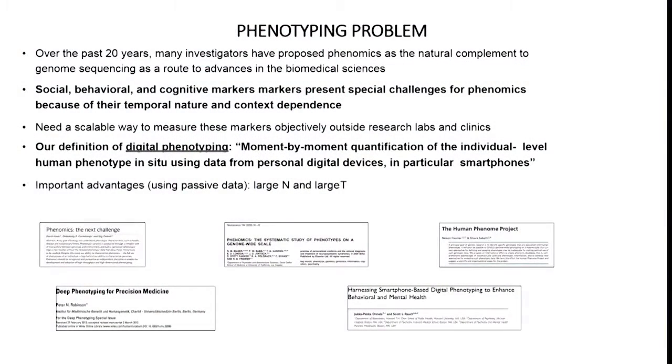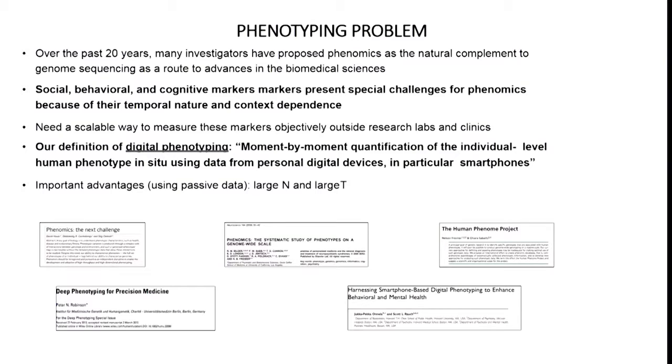So if smartphones are the technology, then what is the problem that we're trying to solve with that technology? This is something that we and many others allude to as the phenotyping problem. If we think about more typical phenotypes like imaging and transcriptomics, social and behavioral and cognitive markers have traditionally been especially difficult to capture because of their temporal dependence and their context dependence. So what we need, in our view, is a scalable way to measure and quantify these markers outside of lab and clinical settings.